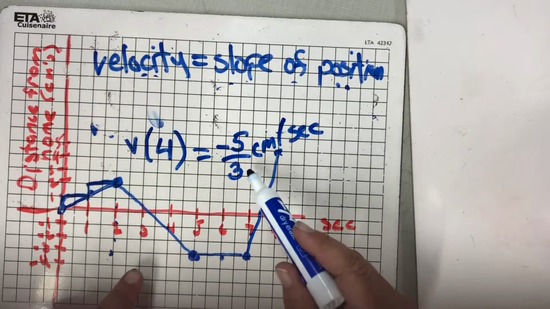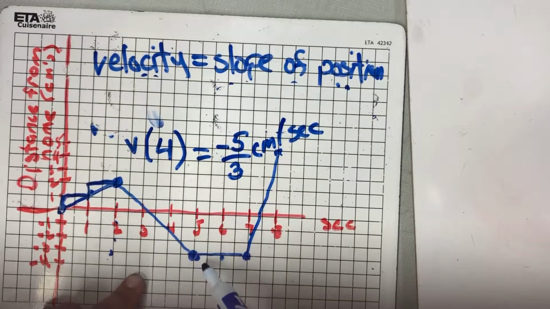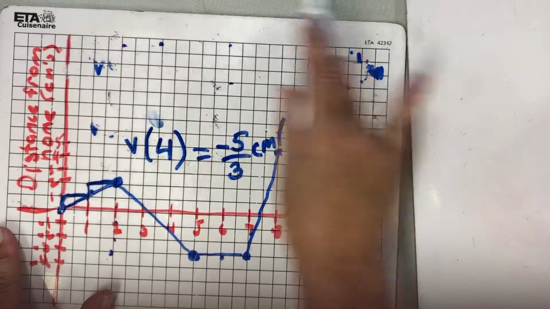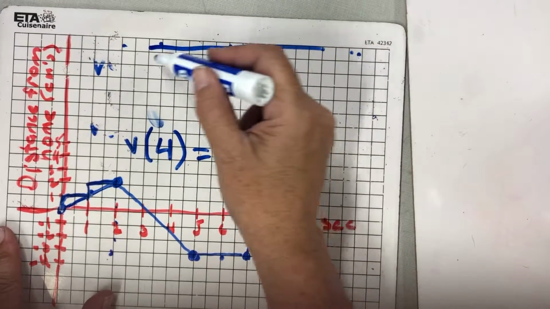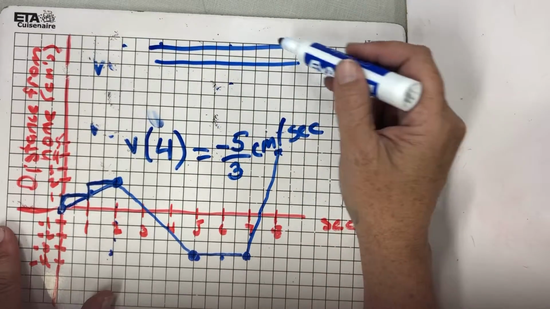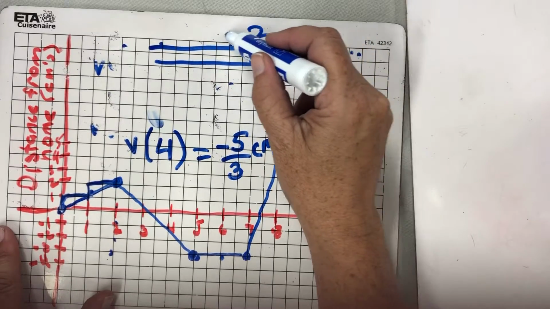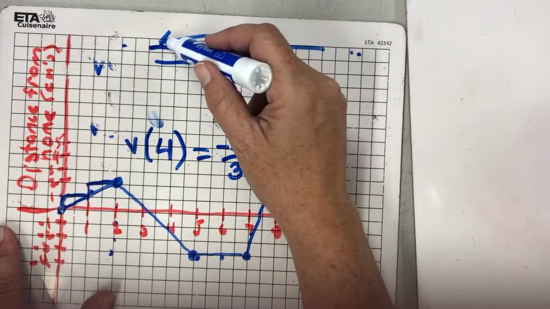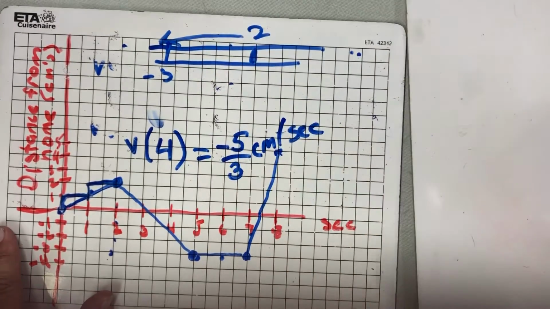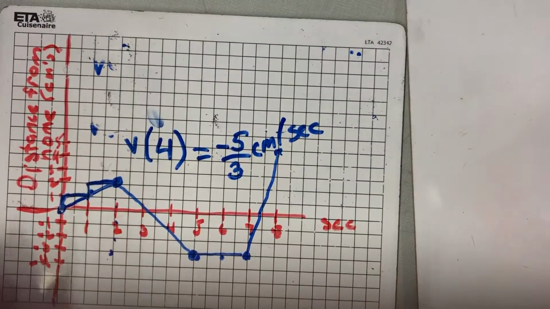And we're calling it a negative velocity because the particle would be moving to the left. For this time interval, from 2 to 5 seconds, it moved from position 2 backwards or left until it got to position -3. So the velocity there is -5 over 3 centimeters per second.